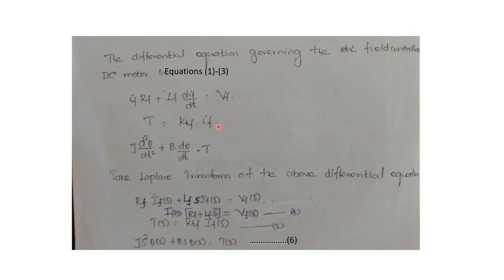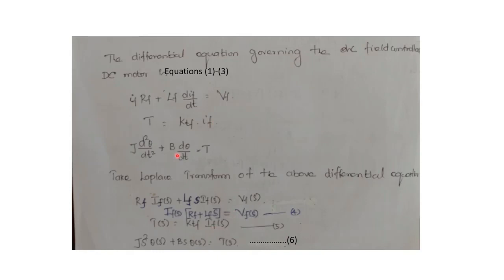Then we have to find the Laplace transform of the second equation. So this is a torque. While finding the Laplace transform, it will be capital T of S. Then KTF is a torque constant. Then IF will be a function of time, i suffix f, so capital IF of S.